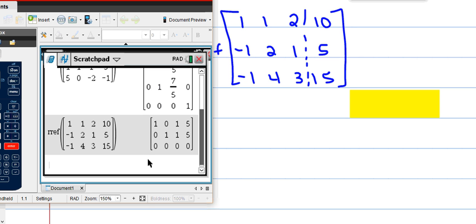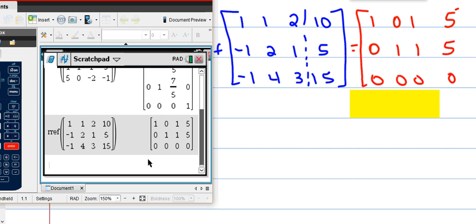Press enter. And now we have this answer: 1, 0, 1, 5, 0, 1, 1, 5, and 0, 0, 0, 0. This is a little bit different from the last one. We still don't have an identity matrix on the left side, and we have a row that's completely zeros. That is going to be infinitely many solutions.